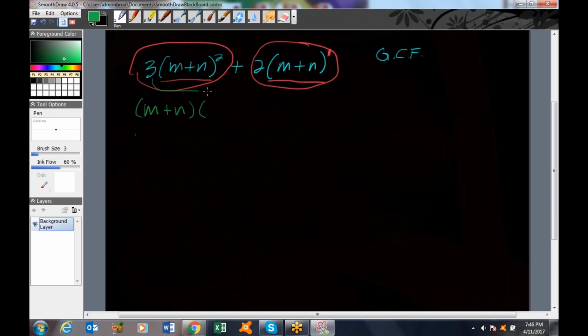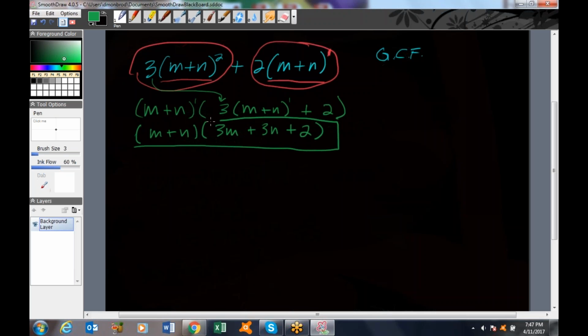And over here, you see we still have a 3, and you still have one power of m plus n because we put one power out front. Notice they add up to 2. And over here, you still have a 2, but we've divided out the m plus n. It's out in front. Now technically it's finished, but you probably would want to expand this inside grouping here to write it this way. And this would be the best way to leave your answer.